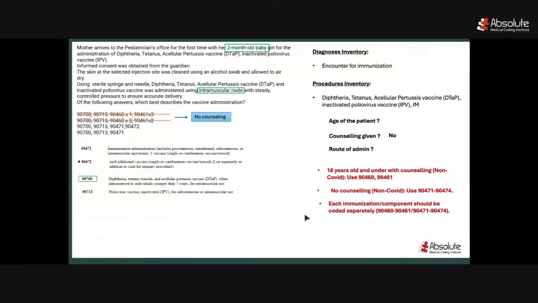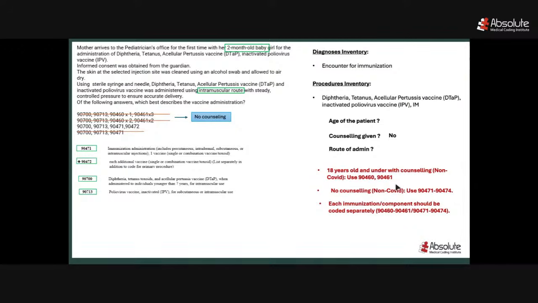90700 codes for the diphtheria, tetanus toxoid, and acellular pertussis vaccine, and 90713 is for poliovirus inactivated vaccine. Okay, so both are correct. Now let's turn our attention to the administration code. Both option C and D are coding for 90471, and that is for immunization administration of one vaccine. And we had two vaccines given here, right? One was DTaP and the other inactivated poliovirus vaccine.